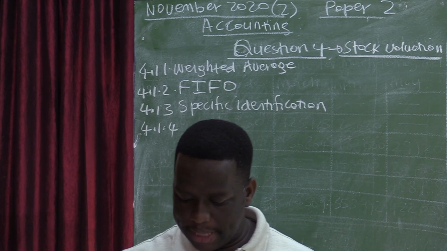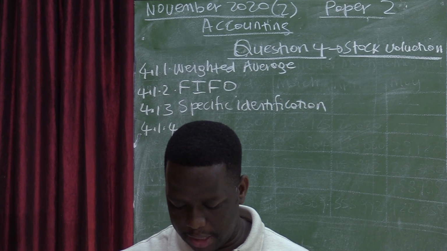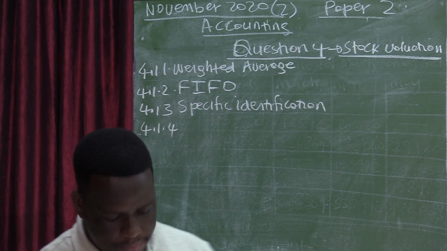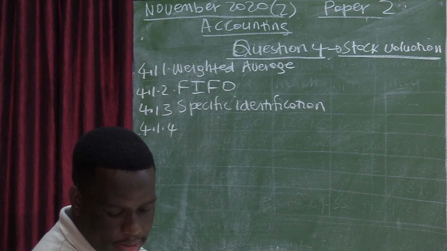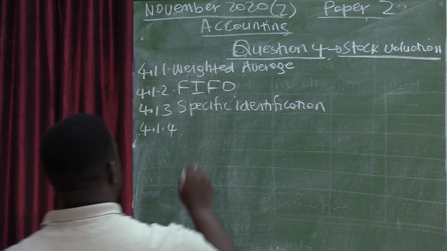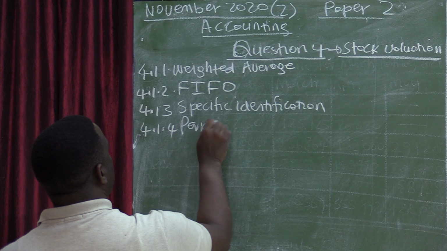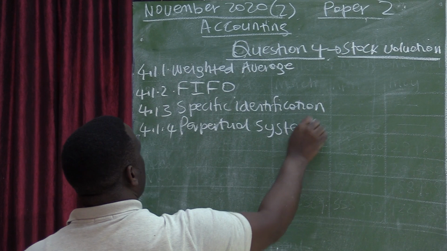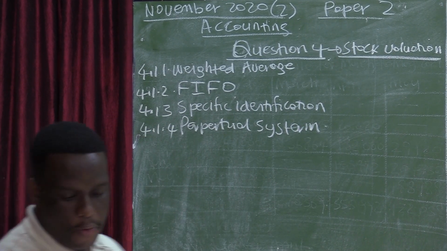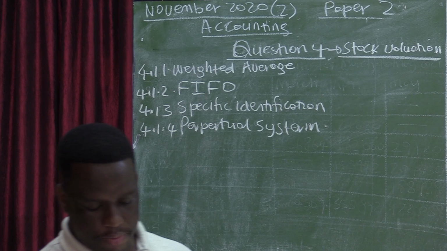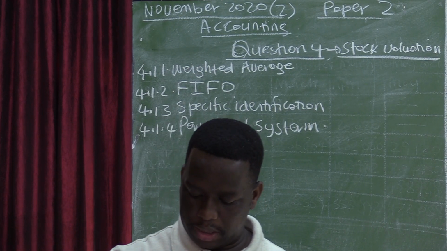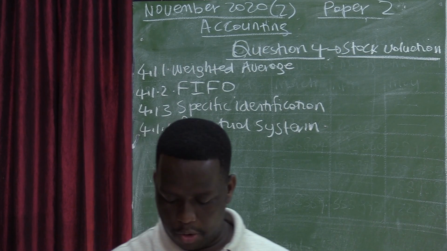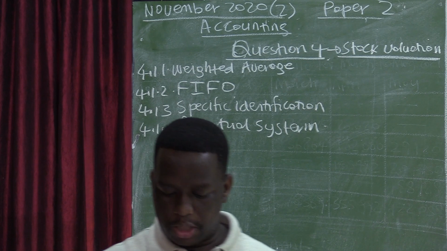Right, 4.1.4, the cost of sales is recorded for every sales transaction. We are looking at the perpetual system. And this is 4 marks, so you should be able to know. Please make sure that you go through this and you are very much clear about the differences of these stock valuation methods and also the stock control systems.